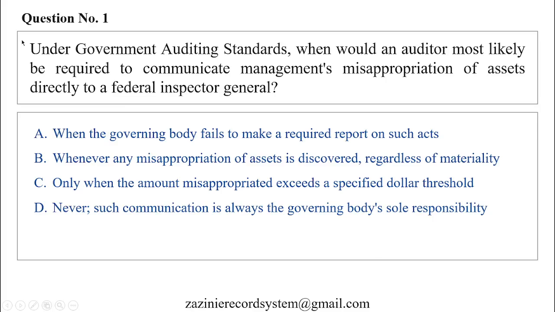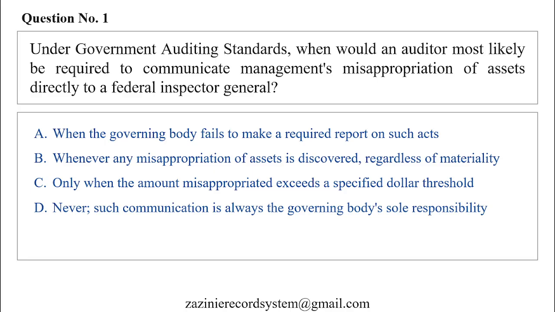Question number 1. Under government auditing standards, when would an auditor most likely be required to communicate management's misappropriation of assets directly to a federal inspector general? Letter A. When the governing body fails to make a required report on such acts. Letter B. Whenever any misappropriation of assets is discovered, regardless of materiality. Letter C. Only when the amount misappropriated exceeds a specified dollar threshold. Letter D. Never. Such communication is always the governing body's sole responsibility.